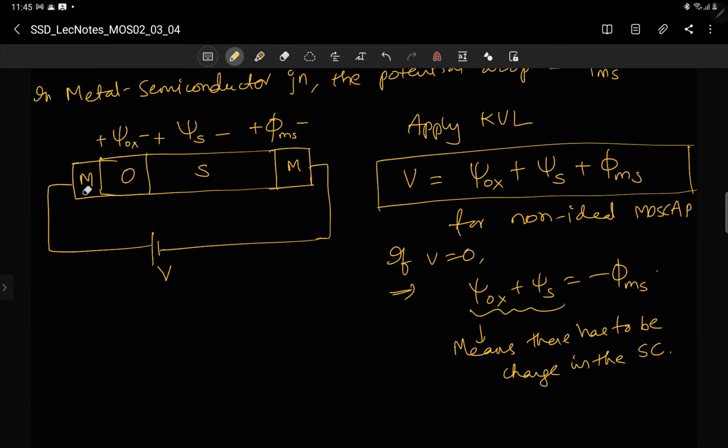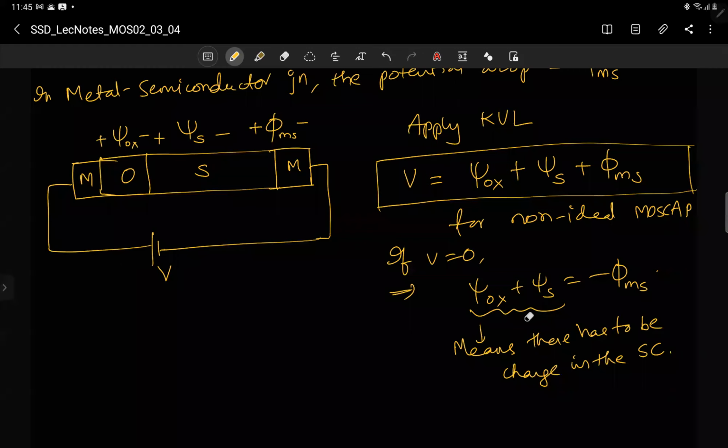So definitely there will be a drop across the oxide. There will be a drop across the semiconductor because there has to be some charge, and that's how it is. There has to be some drop here. So there has to be some charge in the semiconductor, and if there is some charge in the semiconductor, the compensating charge should be in the metal. Which means the oxide, which is present between the charge separation, right? So definitely the oxide should have some drop. So that is what it is.